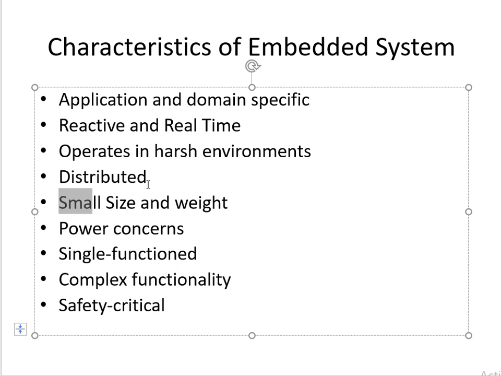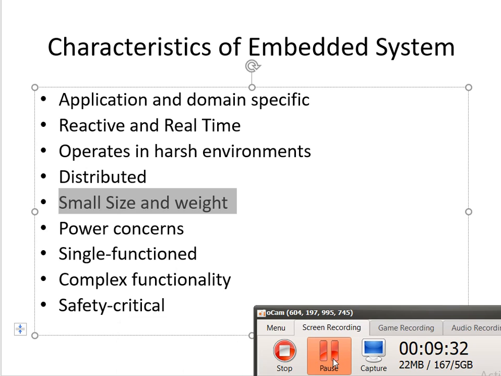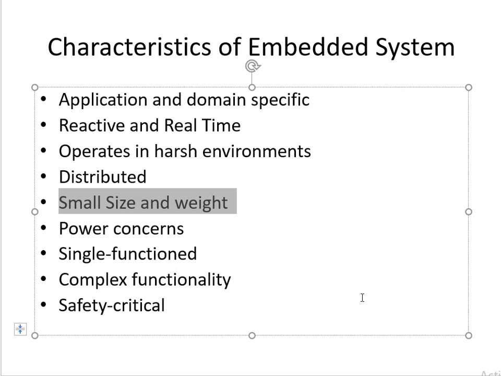The other is small size and weight. About small size and weight, as we know, product parameters such as size, weight, shape, style are important factors in choosing a product.